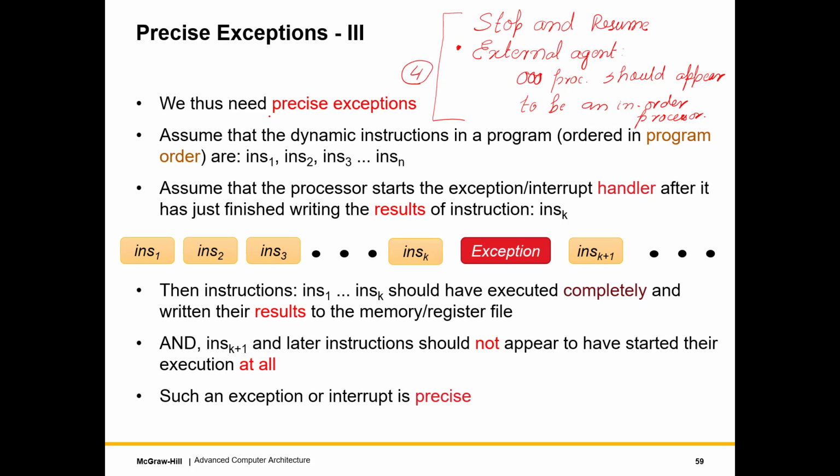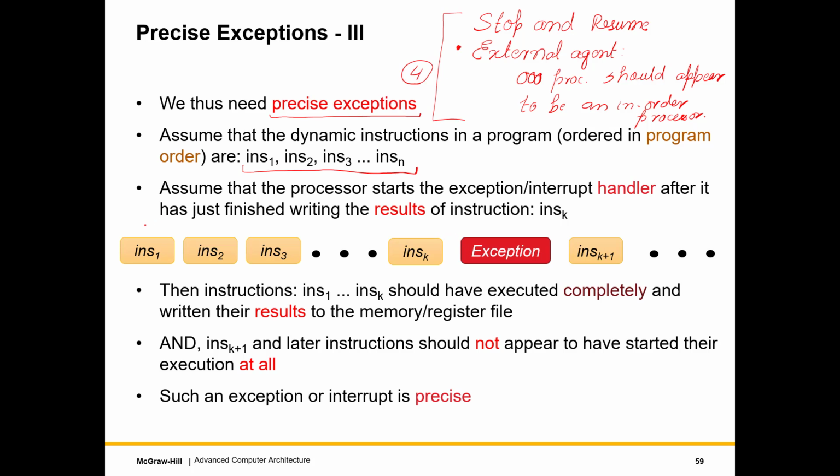So this automatically takes us to the notion of precise exceptions, which means the following. So let's first define the terminology. Let's say the dynamic instructions in a program are numbered instruction 1, 2, 3, 4 up till n. Assume that the processor starts the exception interrupt handler after it has just finished writing the results for the kth instruction. To an outsider, it should appear, and as I said, outsider is very generic, can be the programmer, compiler, operating system, or even an oscilloscope that has probes plugged in to the interface of a processor.